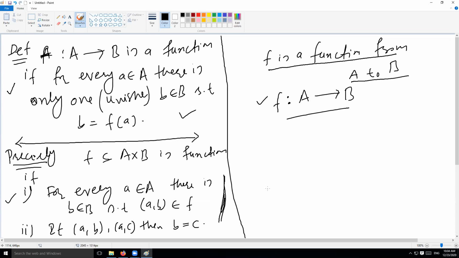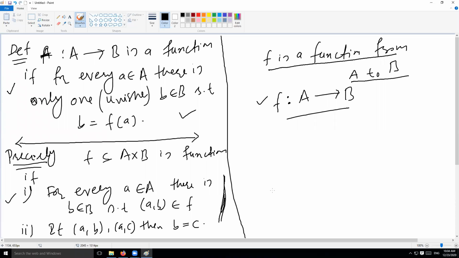For the layman. Samajh aa rahi hai baat? Are you getting everything? Yes, sir. Okay. A function is a subset.